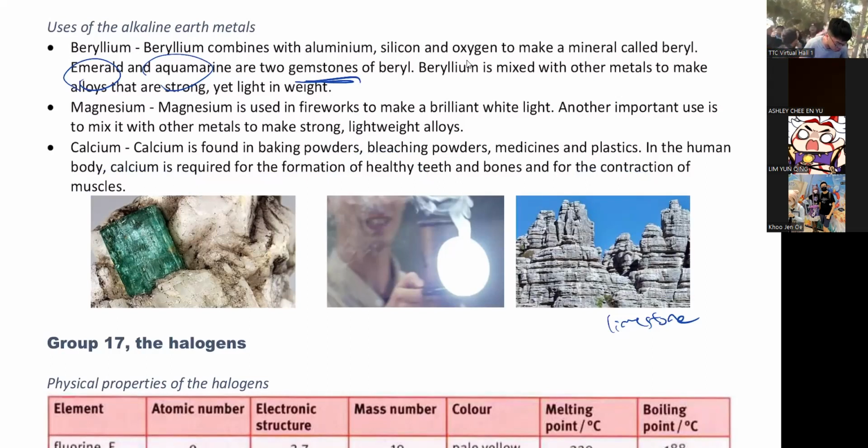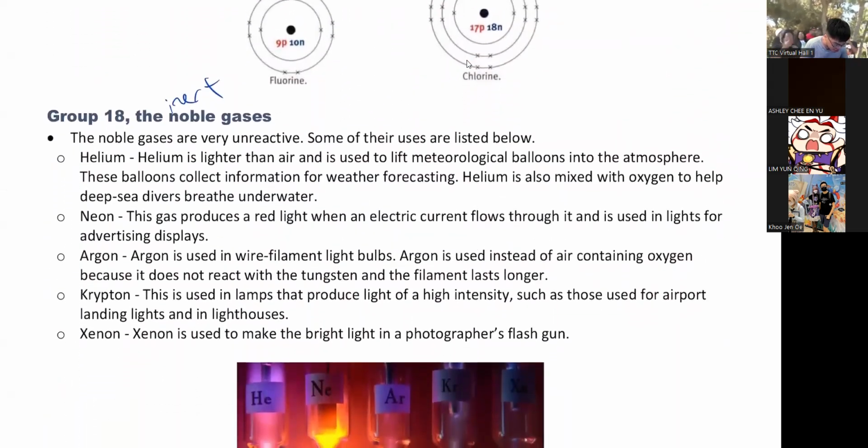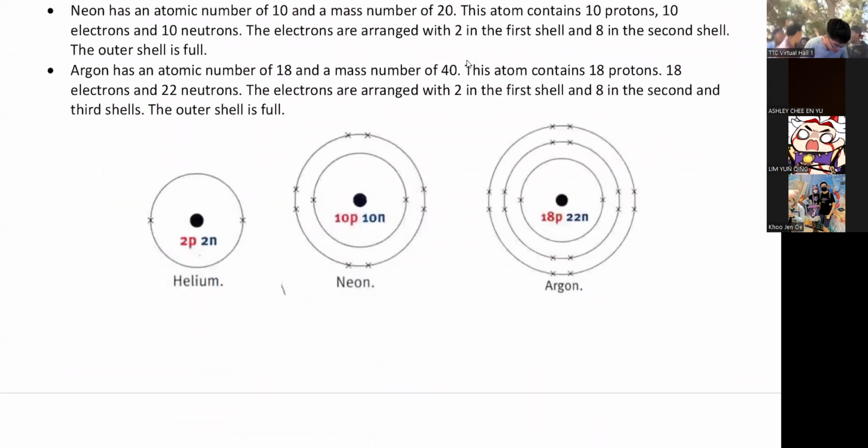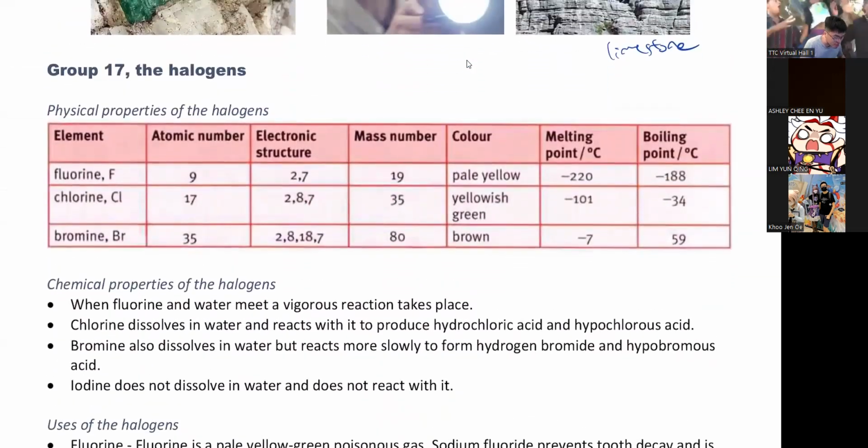Anyway, let's move on. Let's go to group 17. Okay, let's learn something new today. So you have something called your halogen. Okay, group 17 is called halogen. Okay, let's look at the other end.